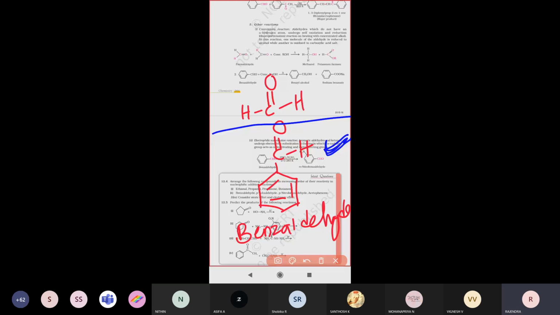Look here, all of you, at the benzaldehyde structure. Is there any alpha hydrogen atom present or not?